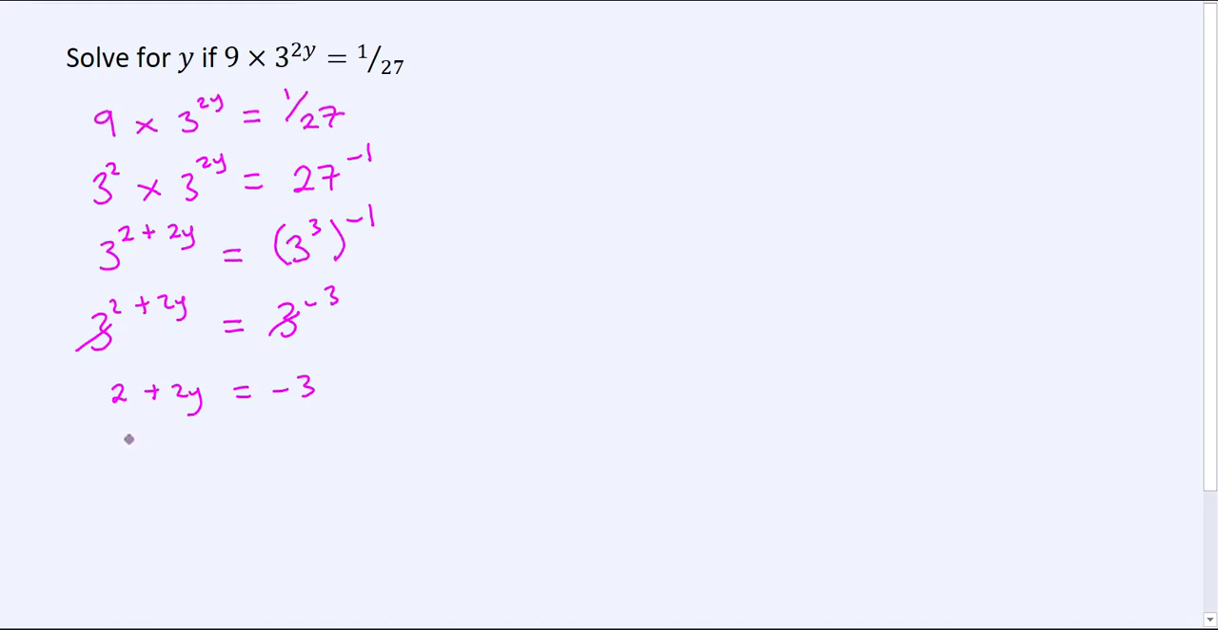So collect like terms here, 2y is equal to negative 3, minus 2. And then we'll have 2y is equal to negative 5. So 2y divided by 2 is equal to, dividing both sides by 2, you are going to be left with y is equal to negative 5 over 2.